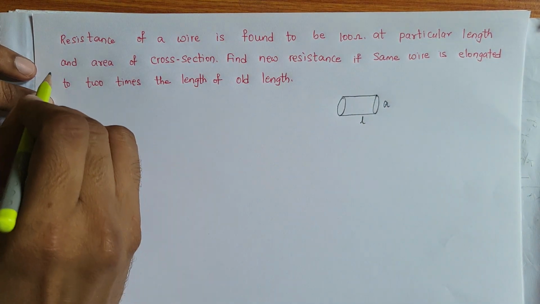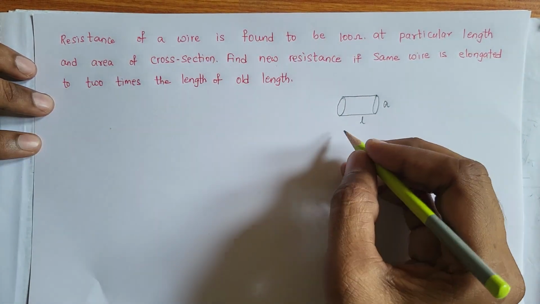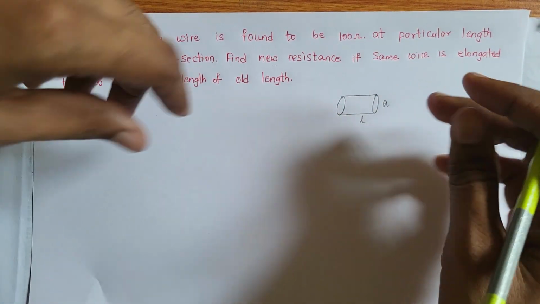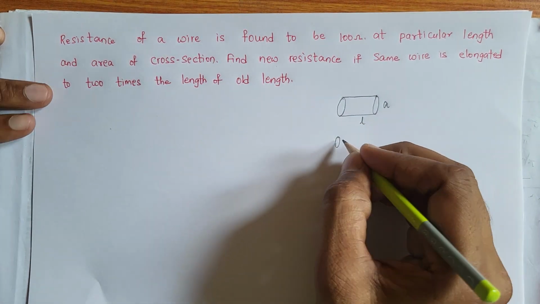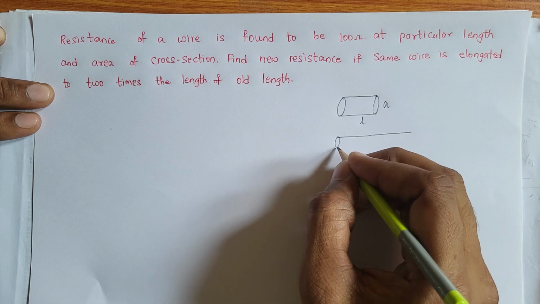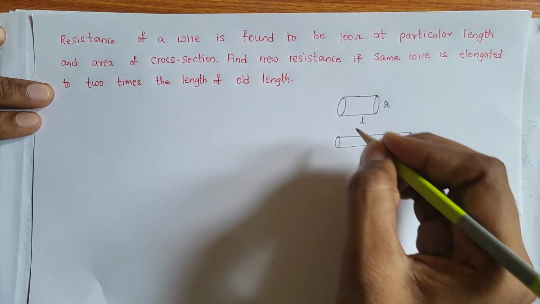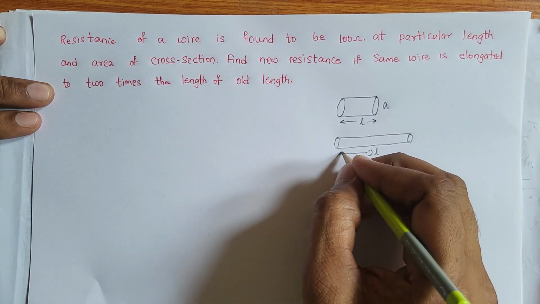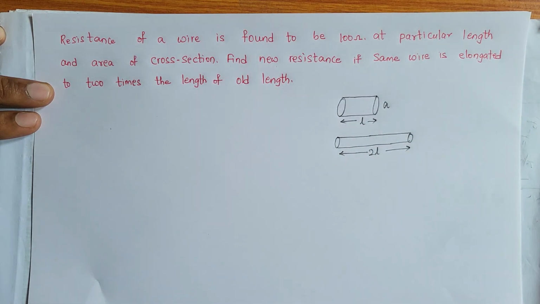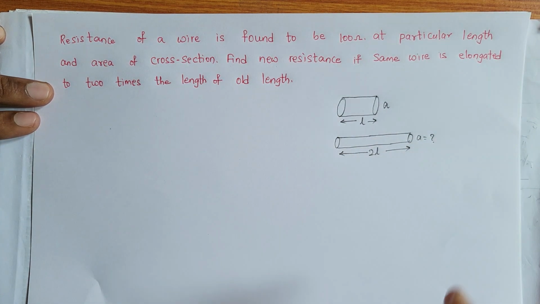Okay. Now find a new resistance if the same wire is elongated to 2 times. Now this wire is elongated. It is elongated like this. Then what happens? Area will decrease. Yes or no? Area will decrease and length will become 2L. This is L and this is area of cross section. This is 2L. Did the volume change there? Volume did not change. Yes or no?